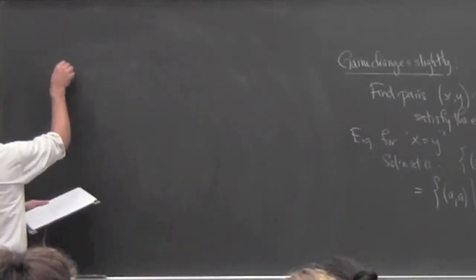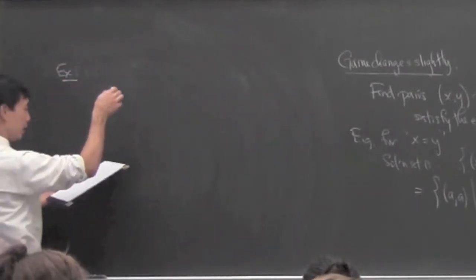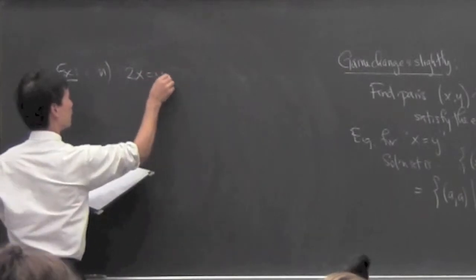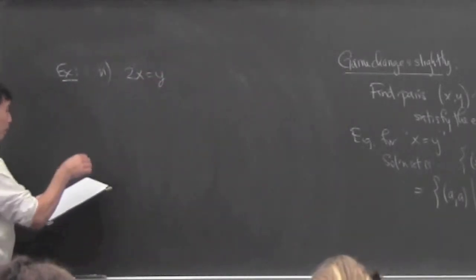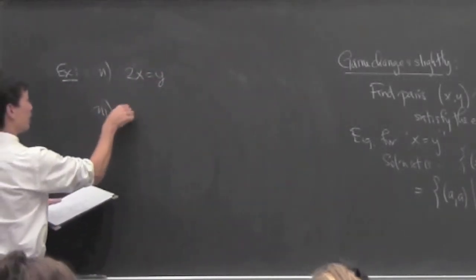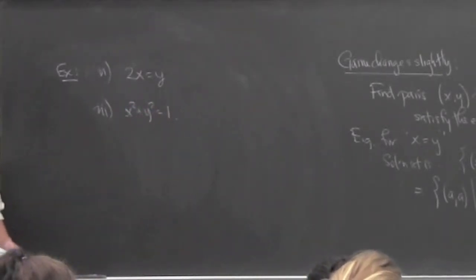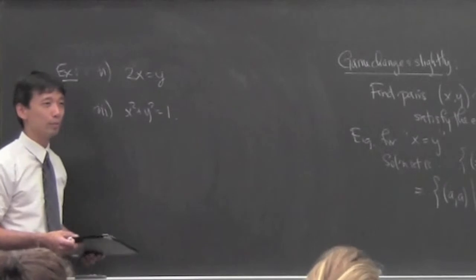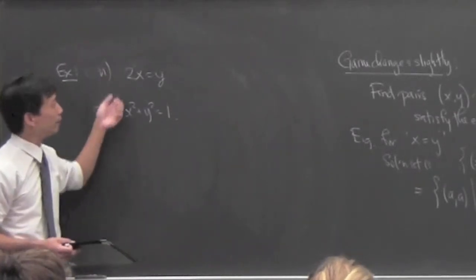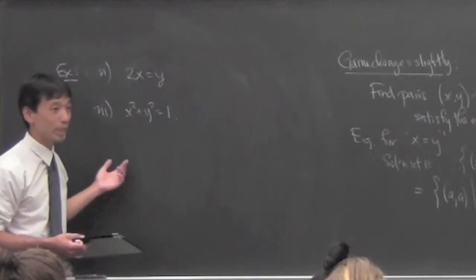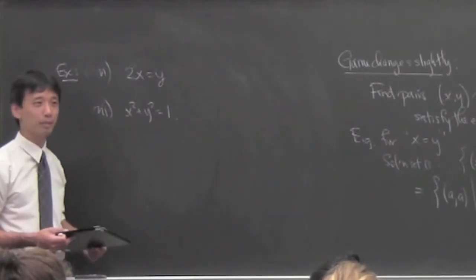Okay, so for example, if I say something like 2x equals y, or something like x squared plus y squared equals 1, then you can create graphs. I'm pretty sure you all can create graphs of the solution sets of these equations. Maybe just take 20 seconds and sketch out something.